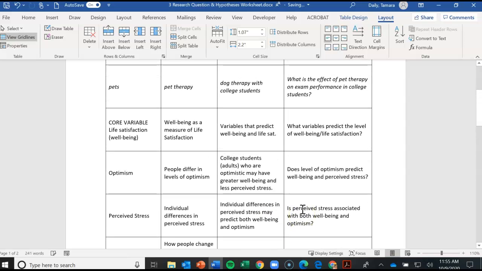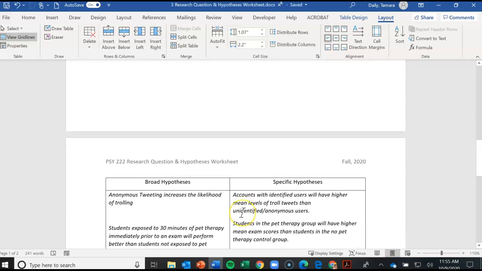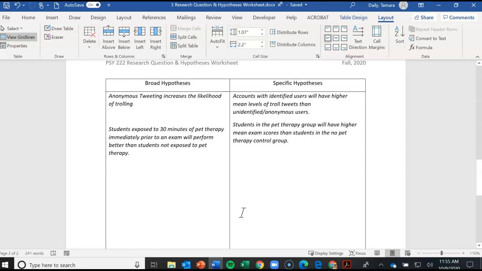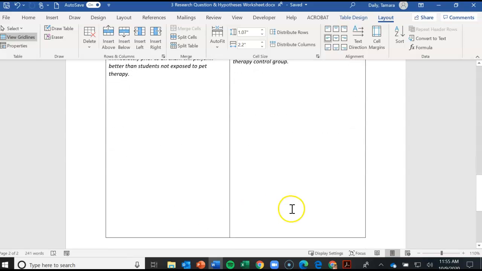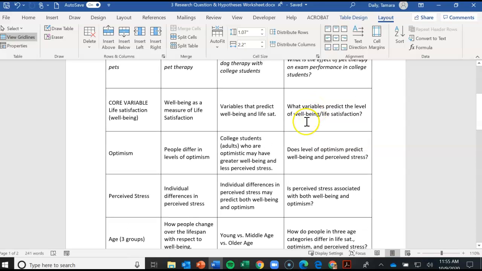Now you can get a sense of where we are going to go in terms of making predictions, and that's the next step. So now I need to have some broad hypotheses and some very specific hypotheses. And it helps if you take them one question at a time. When I ask this broad question, what variables predict the level of well-being and life satisfaction, I need to make some guesses about the variables that I've chosen: optimism, perceived stress, and age.